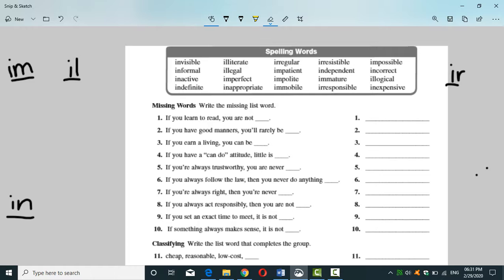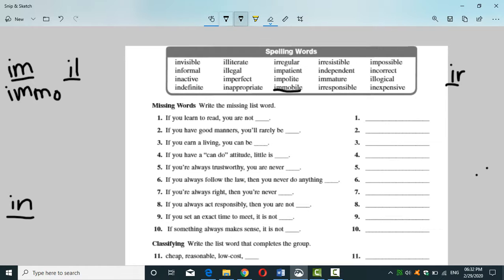Usually the IM prefix always begins with words that start with the letter M or P. For example, let's take this one, immobile. See, this word starts with M. I'm using my mouse, so writing is not easy. Sorry, immobile. I'm going to erase this one.